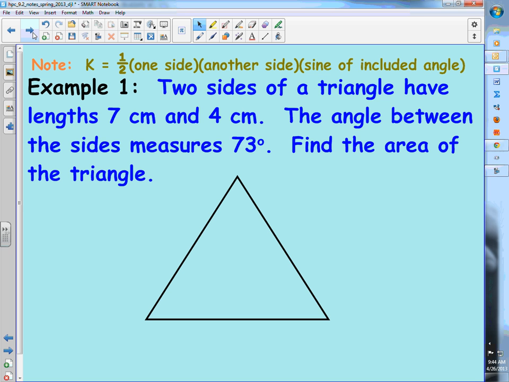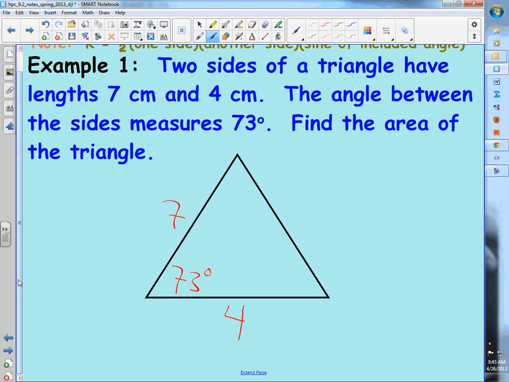Sometimes they'll give you a picture, sometimes they won't. I've already got a triangle up there. I don't need it to be accurate, but I would encourage you to start drawing decent size, decent pictures. Two sides of a triangle have length 7 and 4. The angle in between is 73. So this is 7, this is 4, and this is 73 degrees.